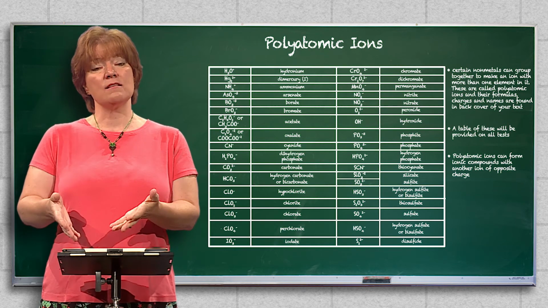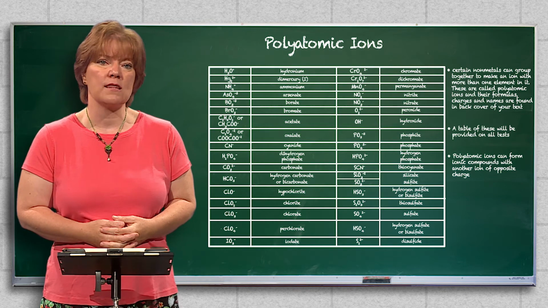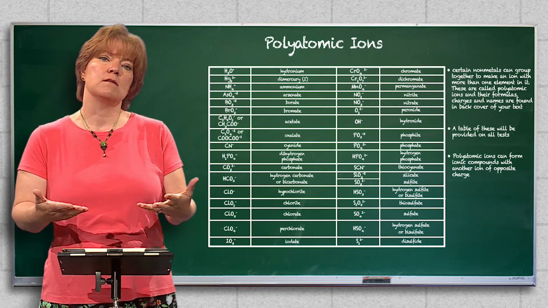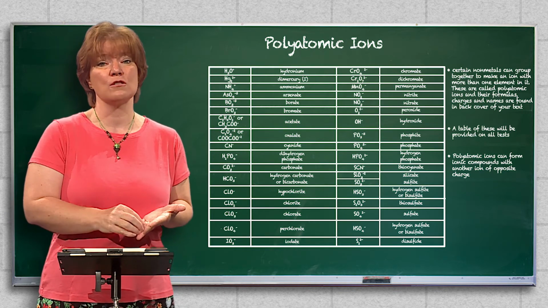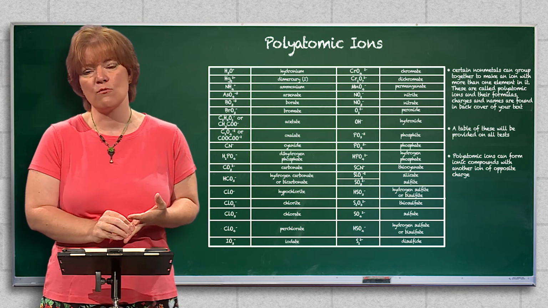We will have this table available to us on tests, so you're going to need to be looking at this polyatomic ion chart. It's very helpful to sort of memorize it. You need to know the chemical formulas of the grouping. You need to know the charge of the polyatomic ion, and you need to know the name. They each have a reserved name.